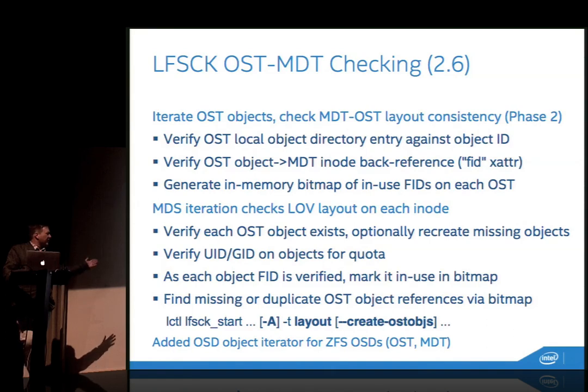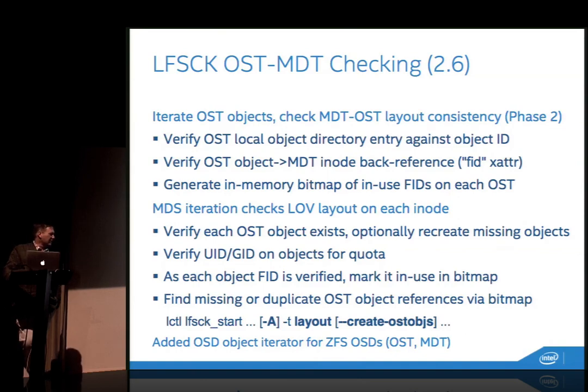So this one, in 2.6, it adds in here at the bottom 2 extra options into the LFS check start. -A means start the LFS check on all of the respective MDT and OST targets, so you can launch it from MDT 0, and it will run the scan on all of the servers in the file system, and you don't have to start it individually.